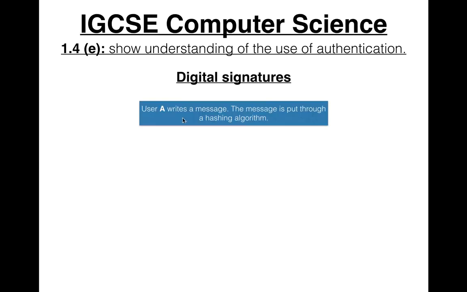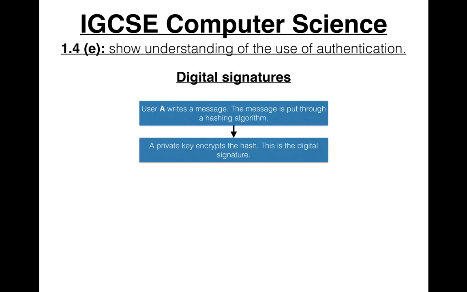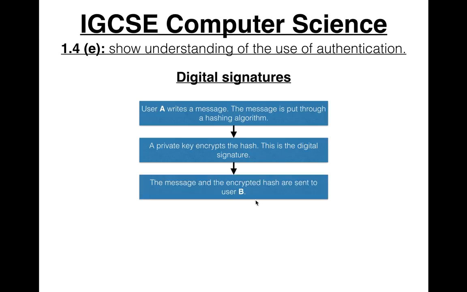So, user A writes a message. The message is put through a hashing algorithm, and also keep in mind that this is authentication. So, although there's encryption involved in this, that's not really the main point. The private key encrypts the hash. This is the digital signature. It's then sent along with the message, so the encrypted hash and the original message, which hasn't been encrypted or hashed, are both sent to user B.